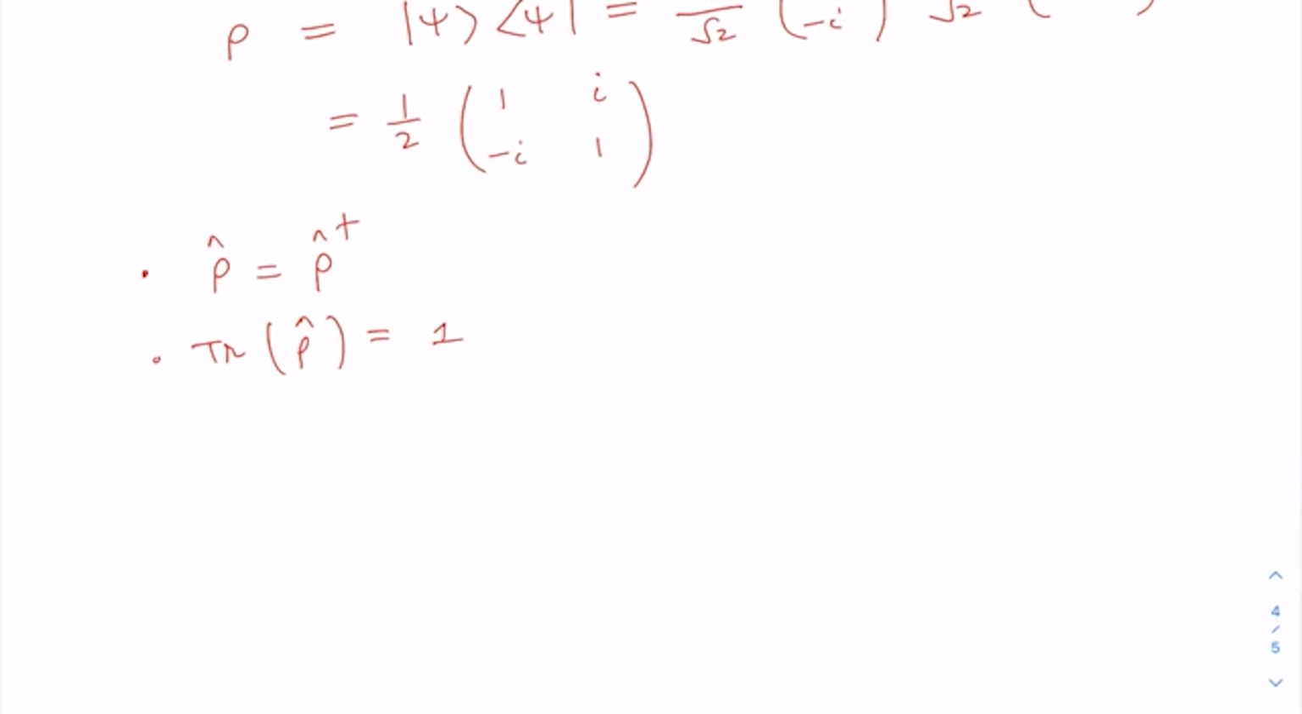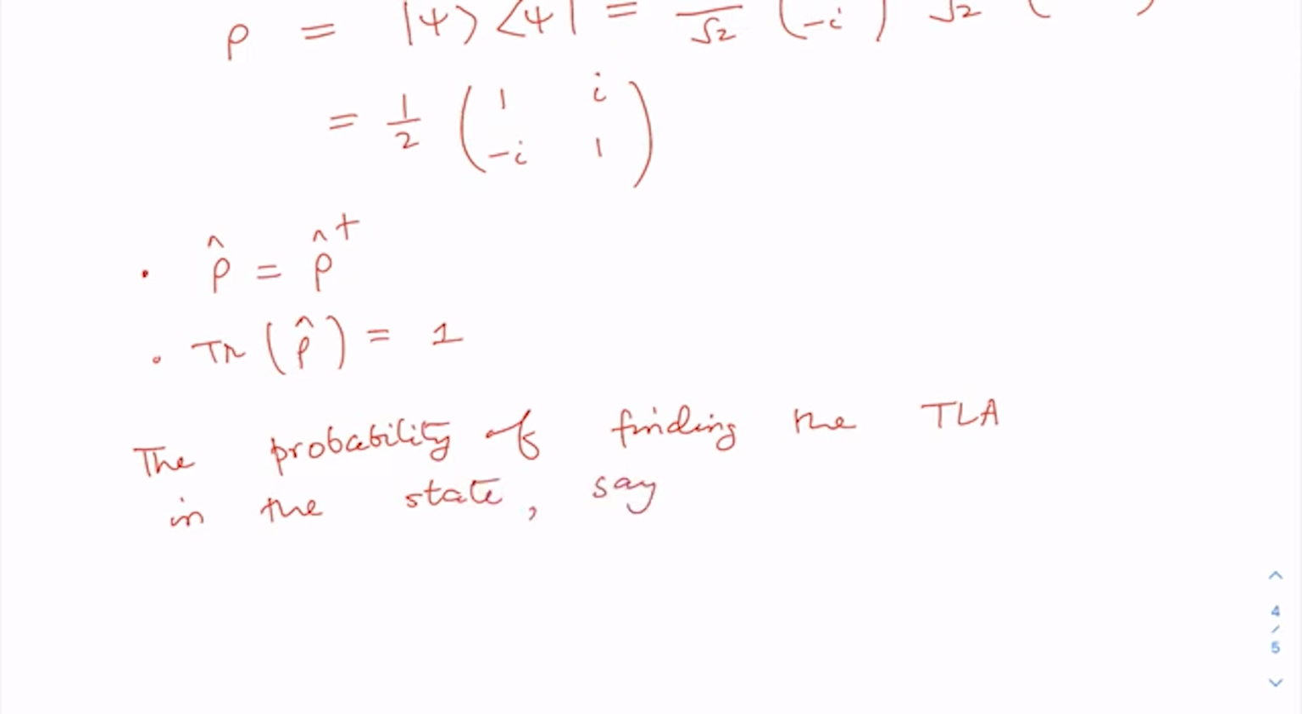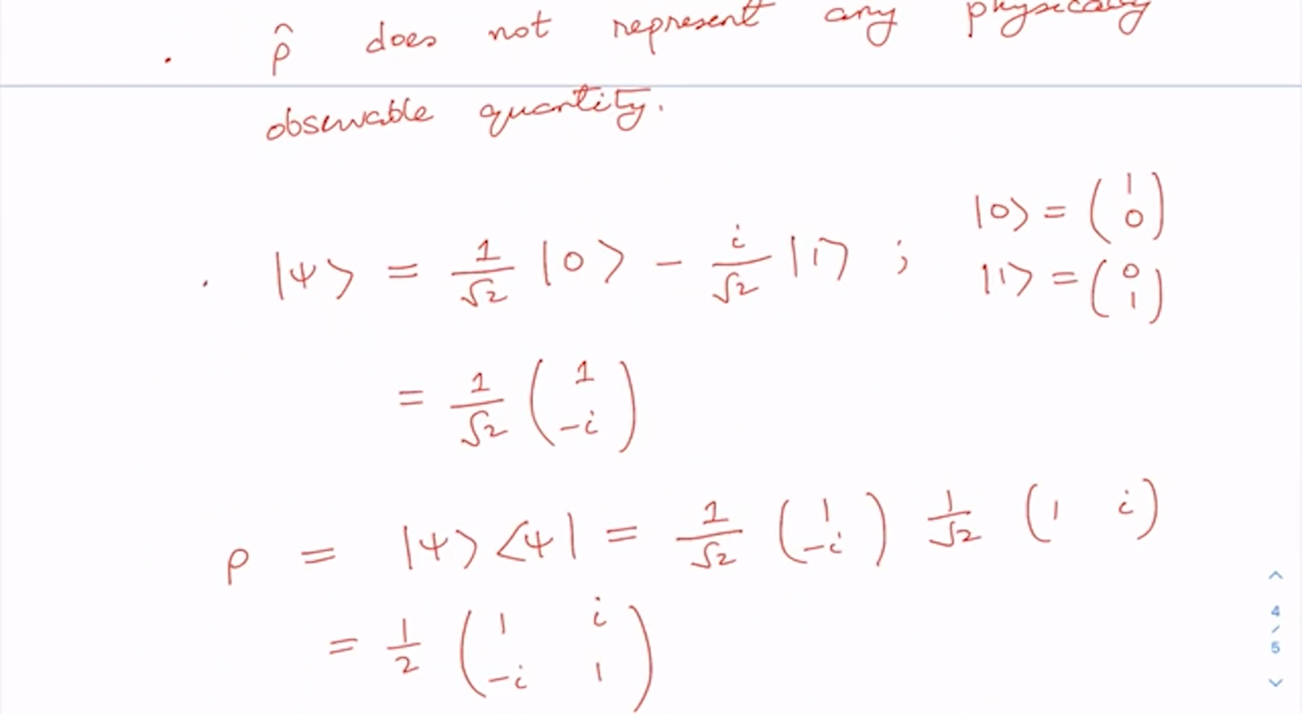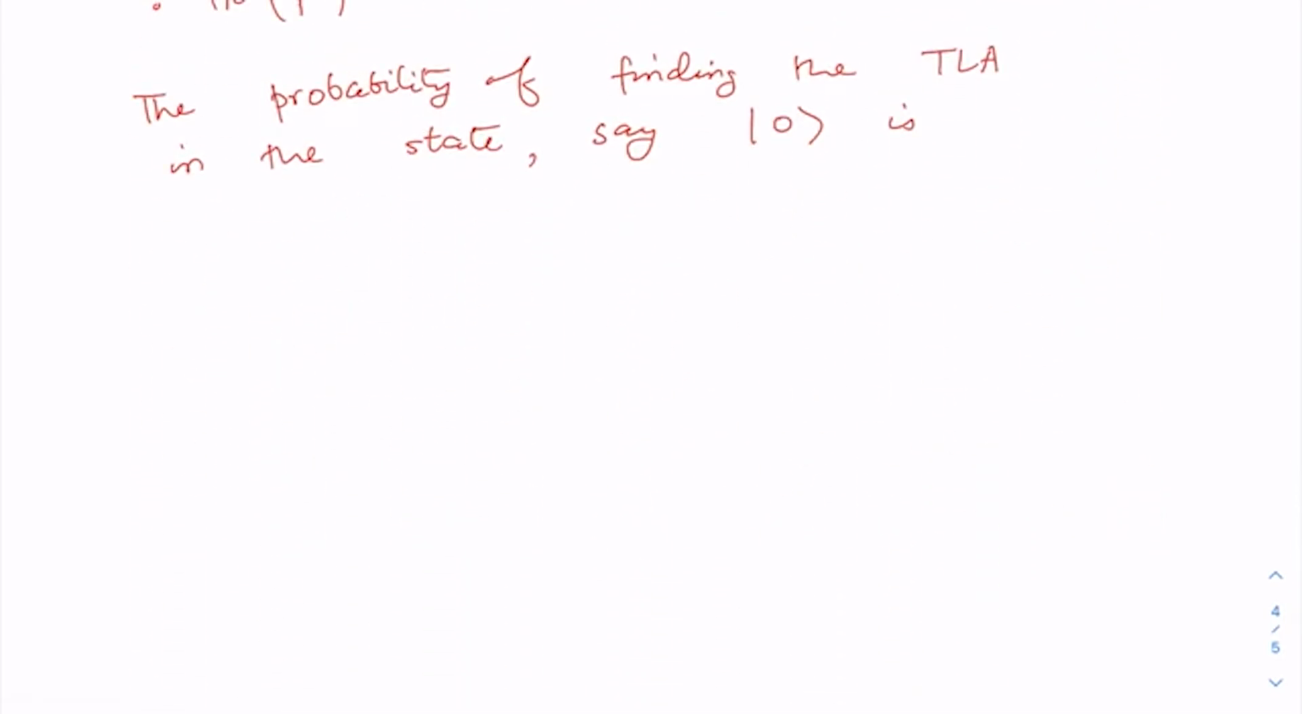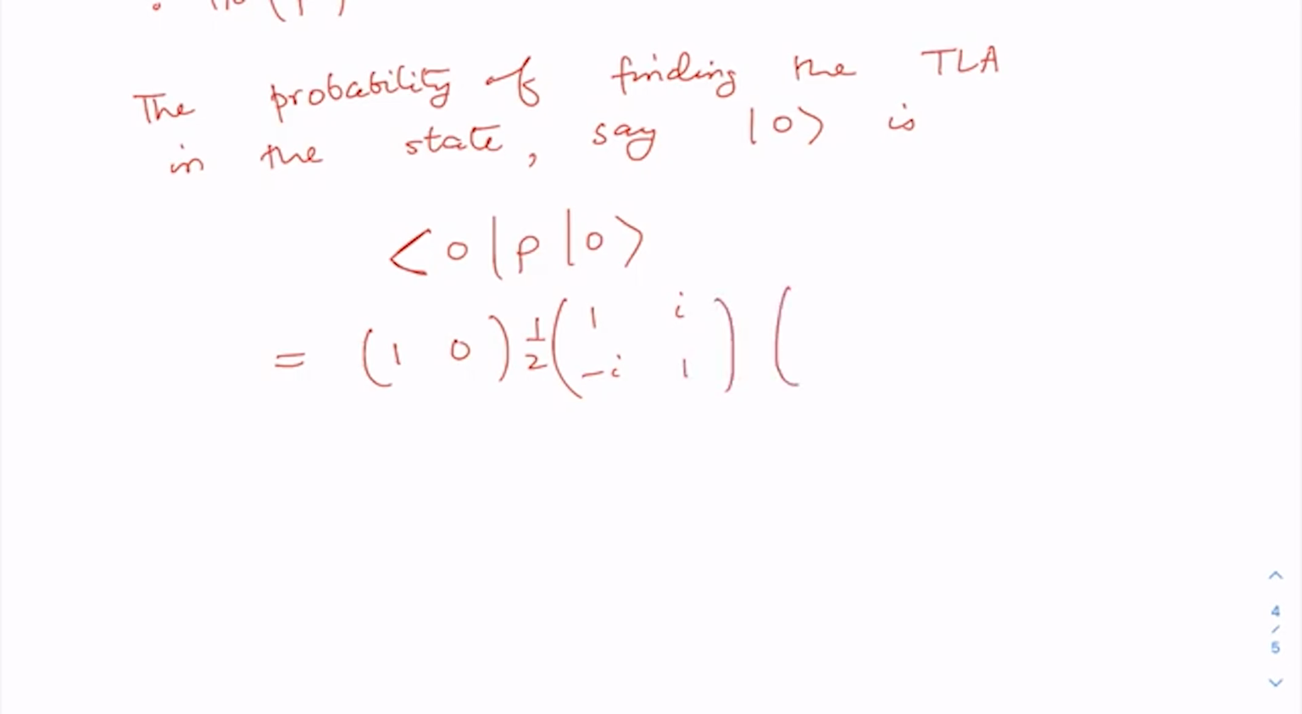And also, the useful property that I mentioned earlier: say the probability of finding the two-level atom in the state, just for illustration purpose, say in the state |0>. We know actually already the answer from the state vector. The probability of finding the system in the state |0> is 1 by root 2 mod squared, so that is obviously half. But what about our formula? What it says is that we have to calculate <0|rho|0>, which I can now write as the bra (1, 0), this rho matrix, rho is half (1, i; -i, 1), and this ket is (1, 0). So therefore if you actually work it out, you are going to get a half.